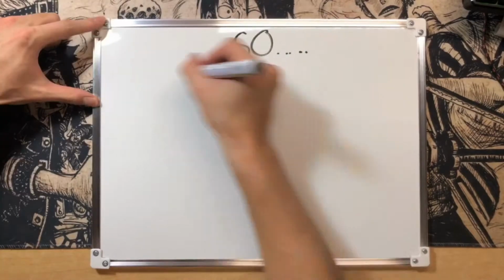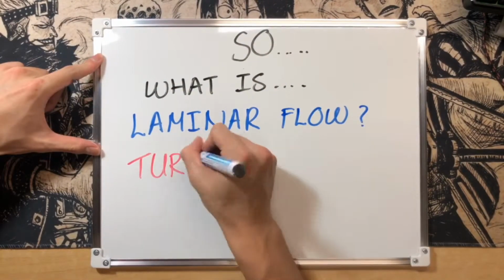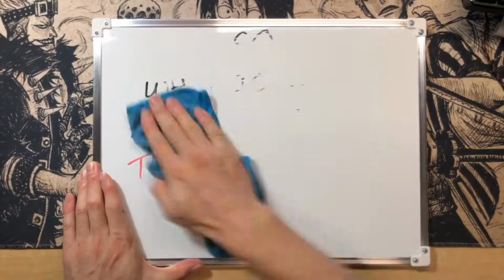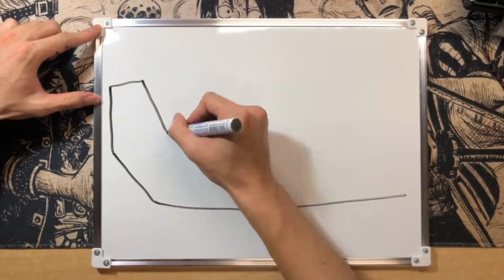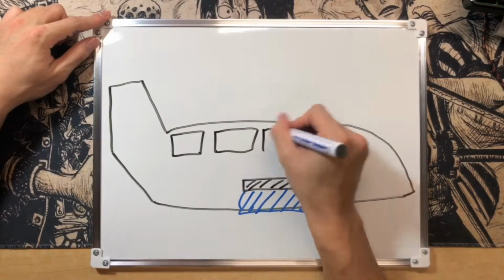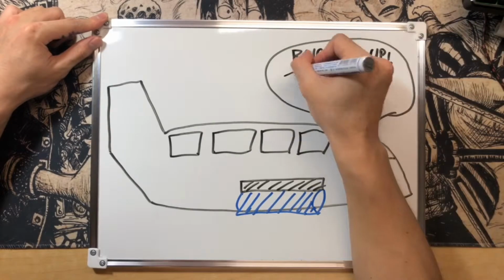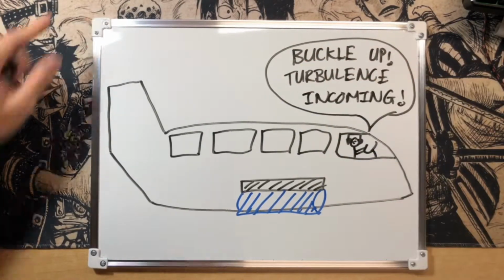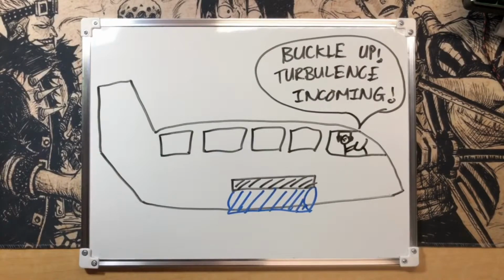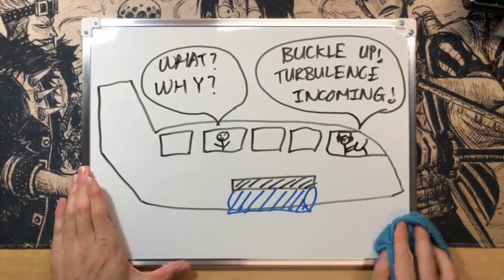So today what I would like to talk about is what is laminar flow and what is turbulent flow. I'm sure many of you are familiar with the word turbulence since it comes up very often when you're flying on an airplane. Your pilot would always say something like, attention all passengers, please buckle up your seatbelts as you'll be experiencing some turbulence. Then the plane starts shaking like crazy. Have you ever thought what exactly is going on and why this is happening?